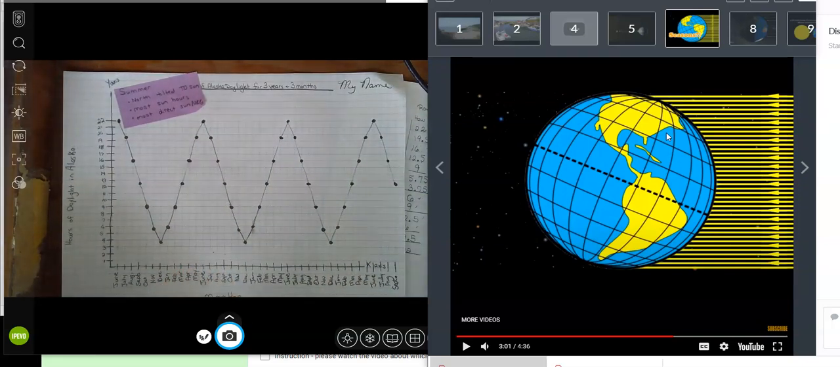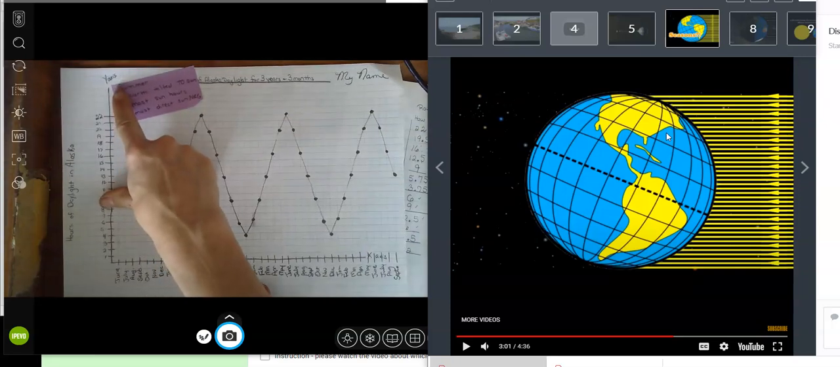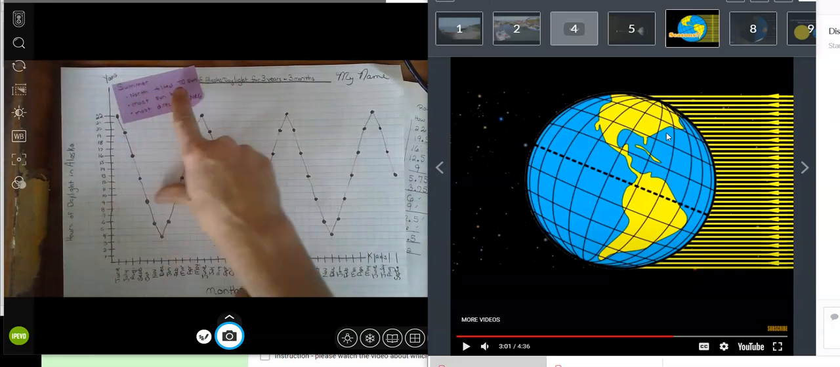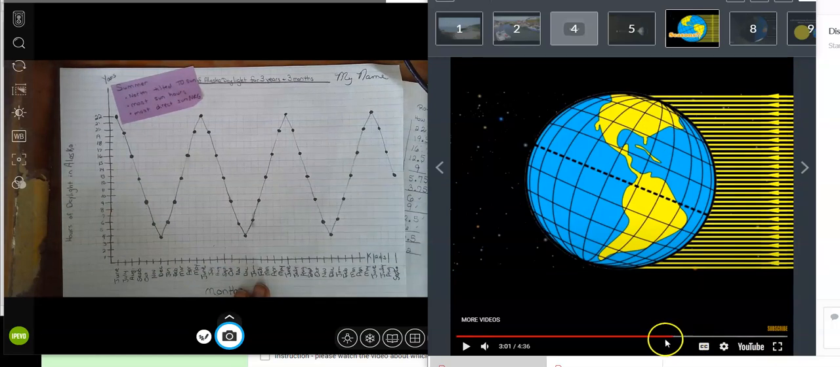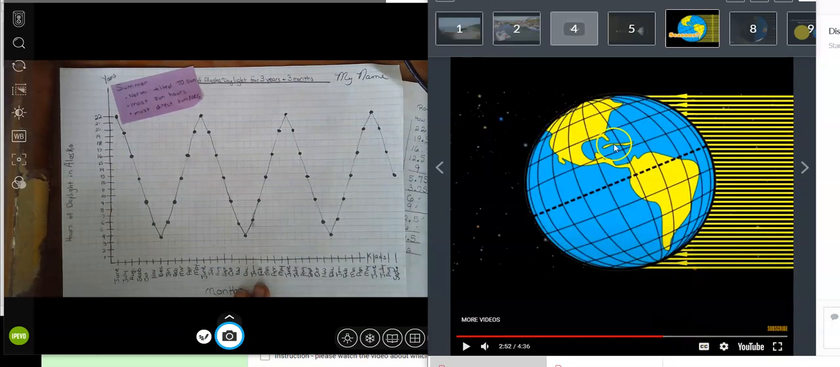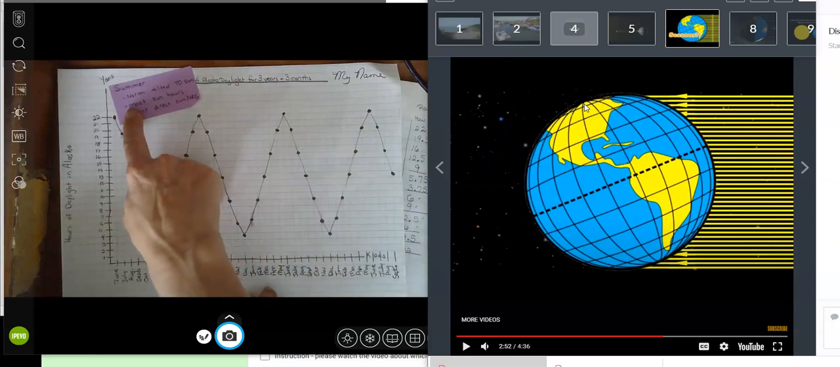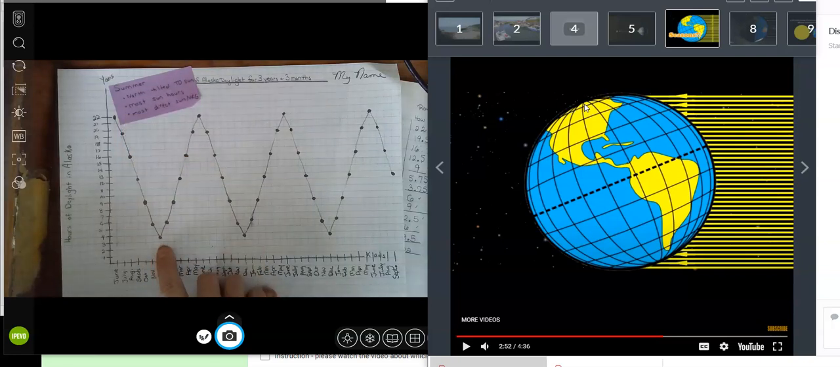What should I say about the winter? Well, the north would be tilted in the winter away from the sun. In the summer, it was over here. In the winter, it's tilted in this direction. What about how many sun hours? Summer had the most sun hours. Winter should be the opposite. It should have the least sun hours.